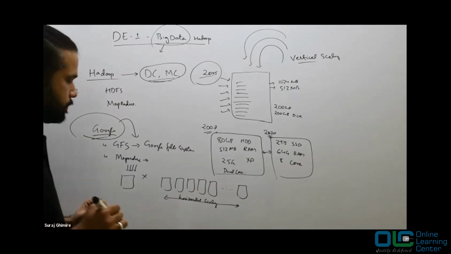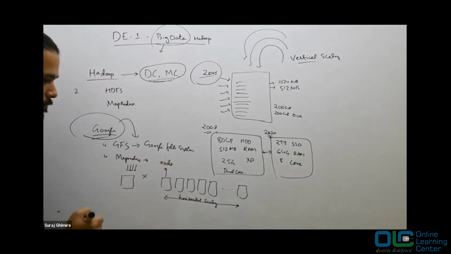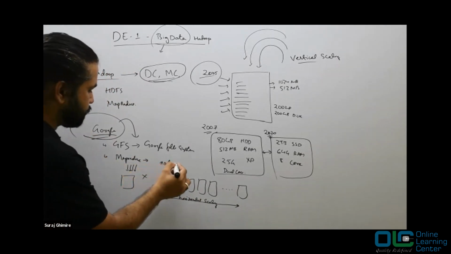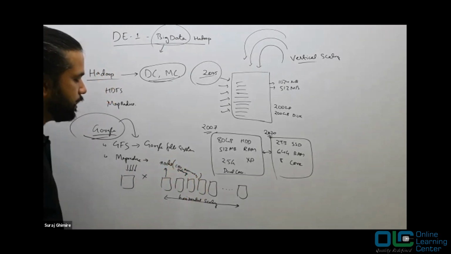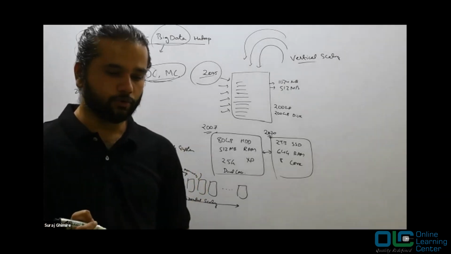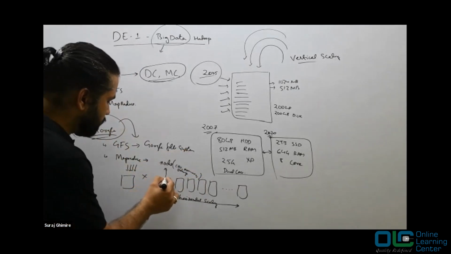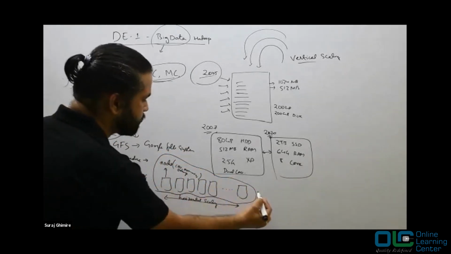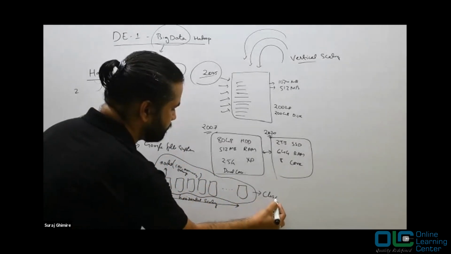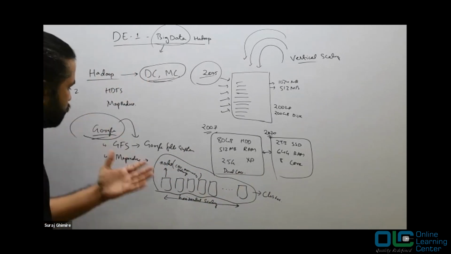Now in Hadoop terms, each of these machines is called a node. Each machine has its own CPU, memory, and possibly storage. So each of these machines is called a node, with its own CPU, memory, and storage, right? And if you put them together, this becomes your cluster.